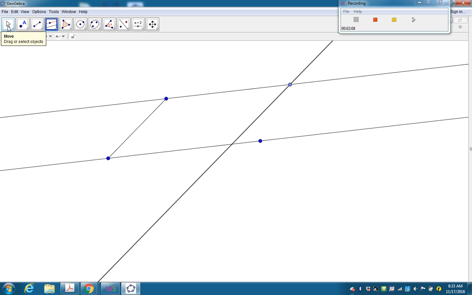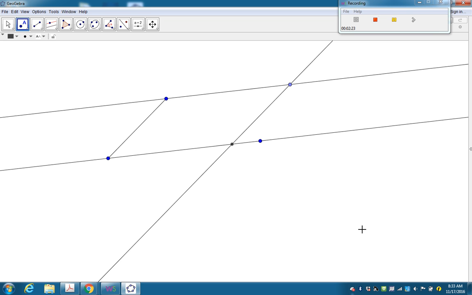Yes? No? Maybe? After you do that, what I'd like you to do is put a point with your point tool right there at that intersection of that line and that one. Got it? We're there so far? Yes? No? Okay.